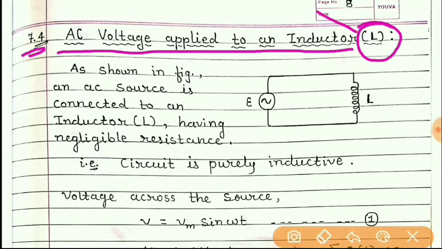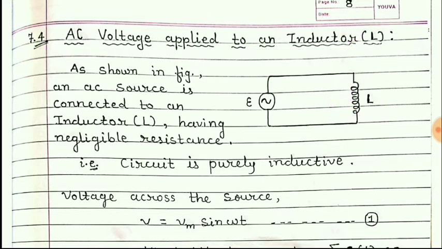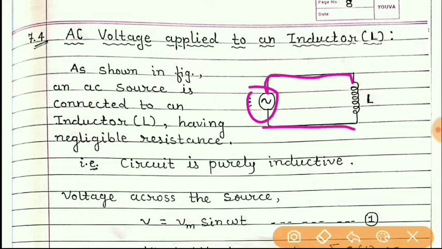Symbol for inductor is L, and we know that when the current flows through the inductor, magnetic field is generated in an inductor. Now students, here AC source is connected with an inductor.